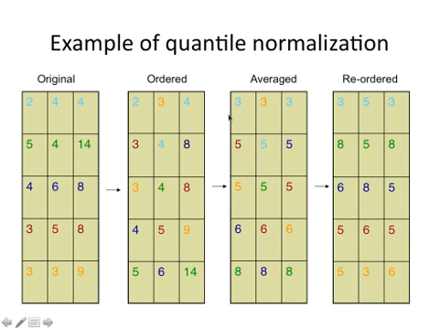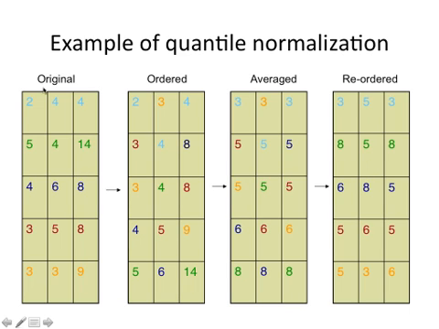In the next step, I'm going to average these numbers. Each row I'm going to average. So now I have 3, 3, 3, 5, 5, 5, 5, 5, 5, 6, 6, 6, 8, 8, 8. So they have the same distribution. I just made it happen. I just forced them to have the same distribution. But there's one remaining step, and it's to bring them back to their original order.